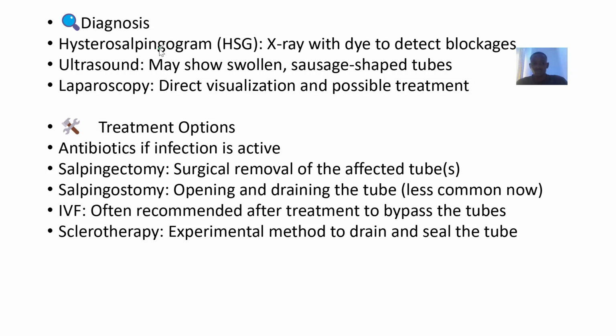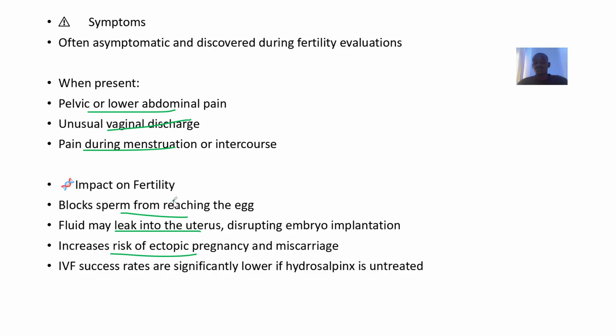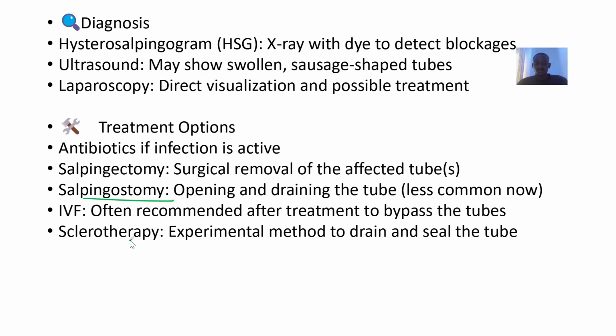All right. So treatment, they might actually want to do what? Salpingectomy. This one, they totally remove the affected tube. Then salpingostomy, that one they open and drain the fluid. Then what again? IVF is often recommended. As what? In vitro fertilization, often recommended after treatment to bypass the tubes. Sclerotherapy is just an experimental method to drain and seal the tube.